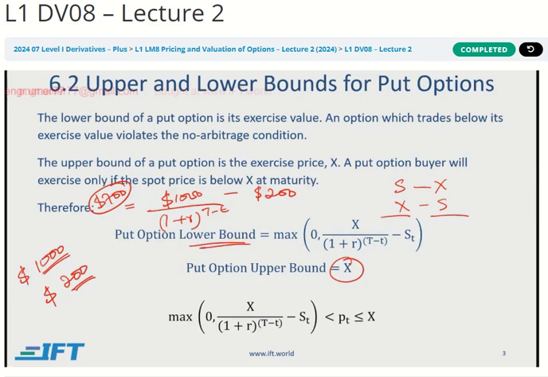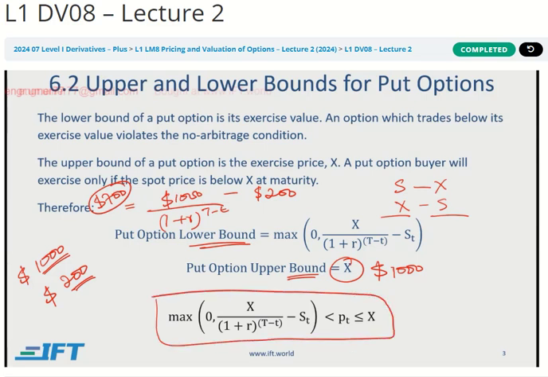So obviously this option will not be trading in the market for lower than its exercise value, and it will also not be trading in the market for higher than its exercise price, because that's the maximum amount of money you can get from that option, because it has the right to sell at that much. So you're not going to pay more than that to get a right to sell at that much. So for a put option, the maximum is the exercise price and the minimum is the exercise value.